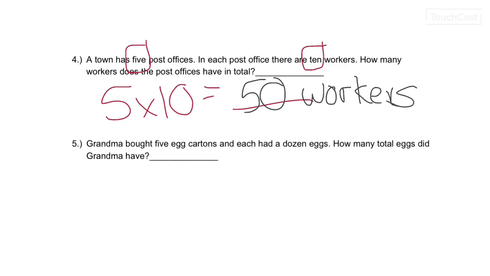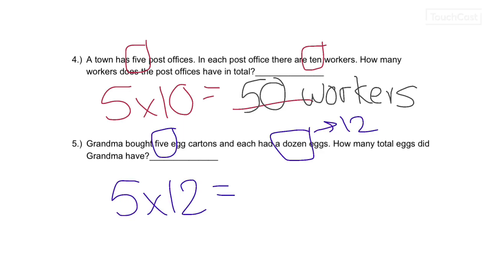And last but not least, Grandma brought 5 egg cartons and each had a dozen eggs. That's normal. We know that. How many total eggs does Grandma have? So remember, how much is a dozen? 12. So 5 times 12. Roll your 5s 12 times. 5, 10, 15, 20, 25, 30, 35, 40, 45, 50, 55, 60. Take a deep breath.